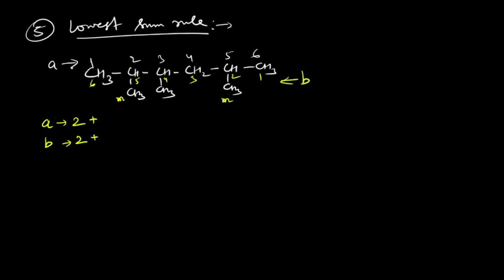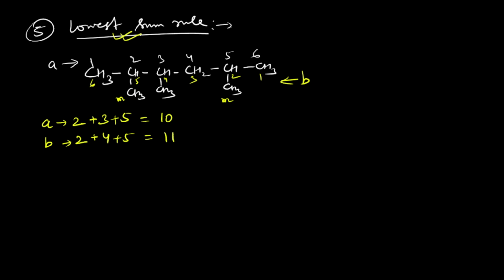Now from the A side, the first substituent is coming on second, the second substituent is coming on third, and the third substituent is coming on position 5. Just add it: 2, 3, 5, 5, that is 10. Now here, the first substituent is coming on position second, the second on position fourth, and the third on position fifth. So how much is it? 2, 4, 6 and 5. It is 11. Now which one is the lowest?